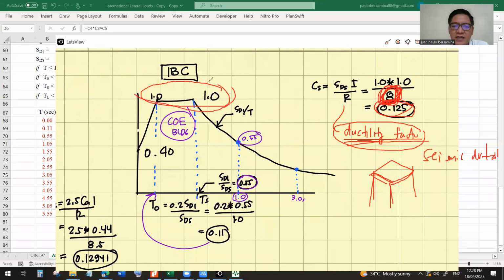So after generating the response spectra, we reduce that by a certain value R. Okay? In consideration of the ductility of the structure.